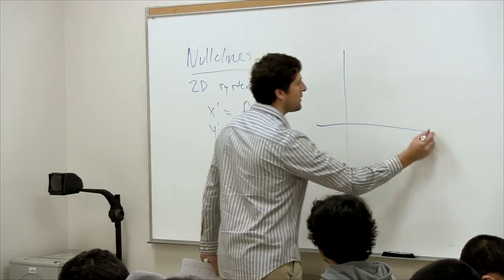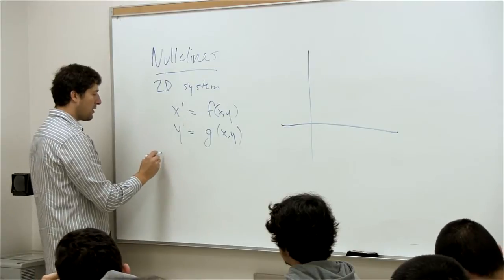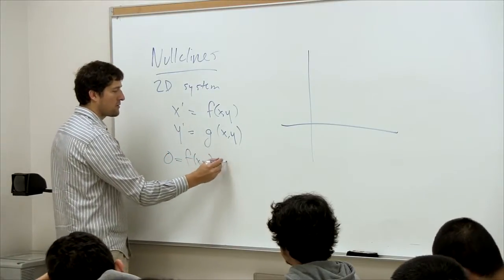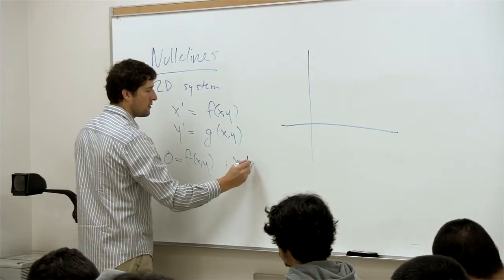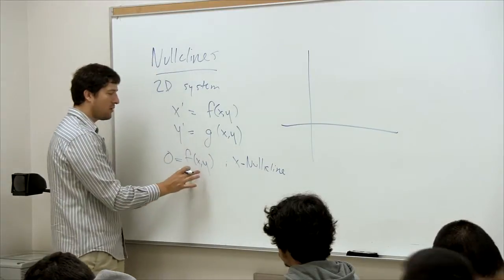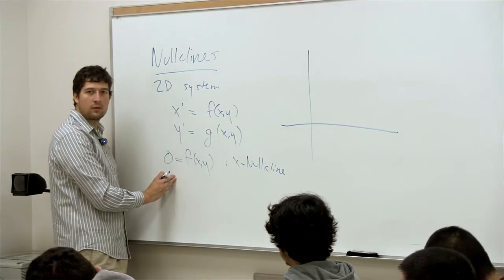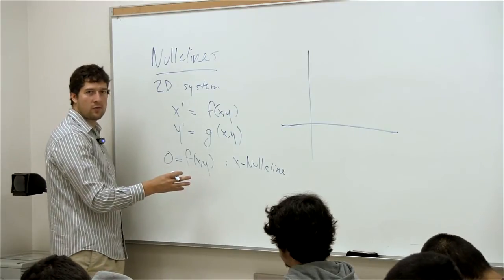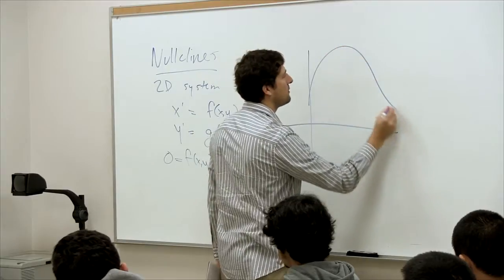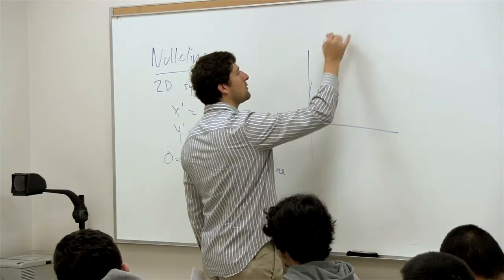One technique that you can use to study the system is to solve this equation: 0 equals f of x, y. It's called the x null cline. It's the set of all the states x, y such that x is not growing. Only y is growing at that point. Suppose that that line looks like this. By the way, it doesn't have to be a function. It could look like this.